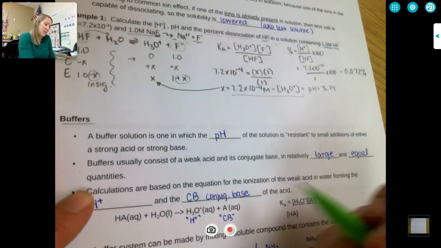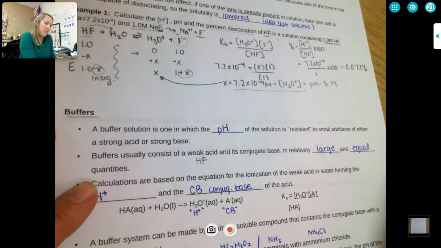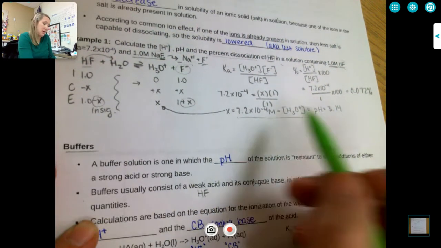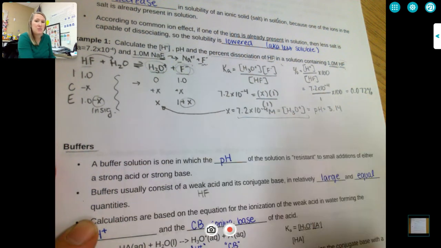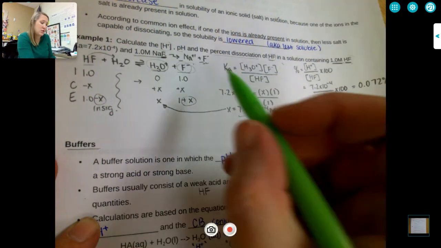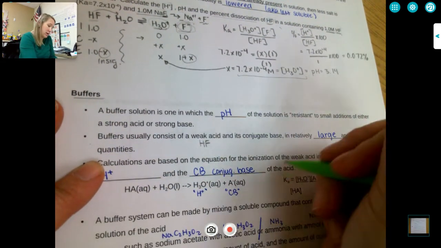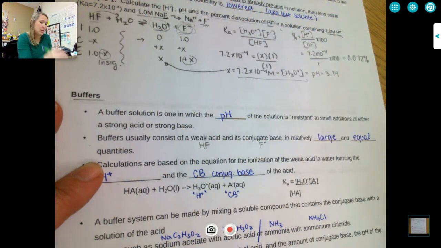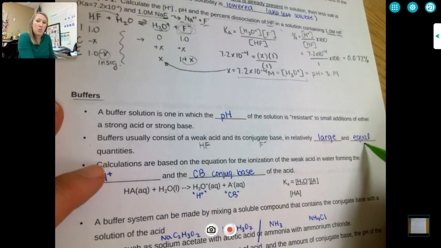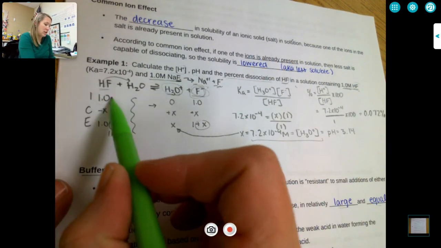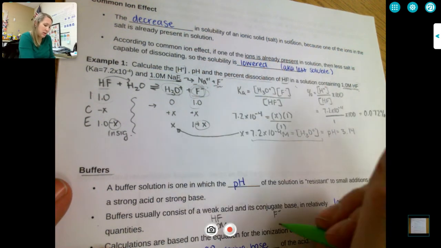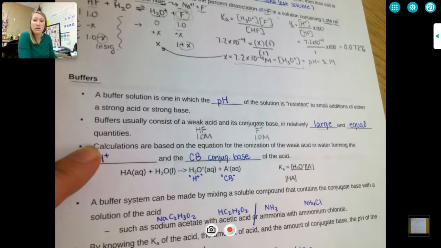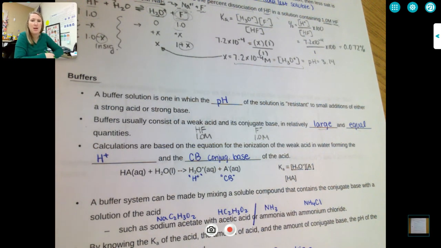So for the one we just did, our weak acid was HF, and in water we have H3O+ and the F-. Remember, the conjugate base is the product that's lost the acidic hydrogen. So our F- is our conjugate base, our fluoride ions. And they're in relatively large and equal quantities. Well, we just had 1 molar HF and we had 1 molar fluoride ions. So relatively large concentrations compared to what we've been working with, and equal. So we had equal quantities.